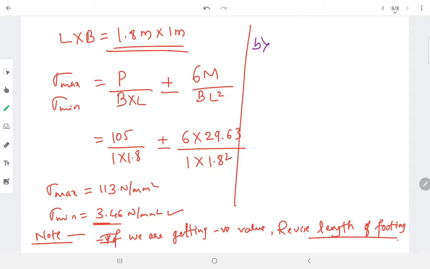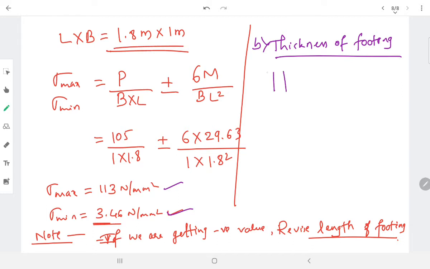So next step, after deciding the dimension of the footing and calculating the stress, that is the upward soil pressure, we need to calculate the thickness of the footing. So we have decided only the dimensions, that is L and B. We still don't know the thickness of the footing. So step B is thickness of footing.